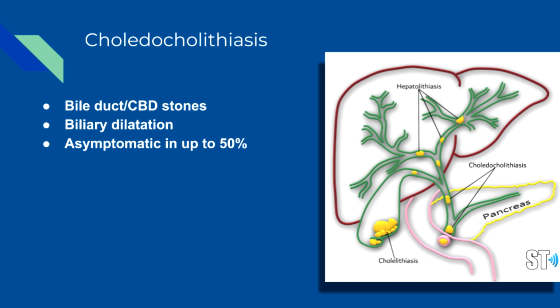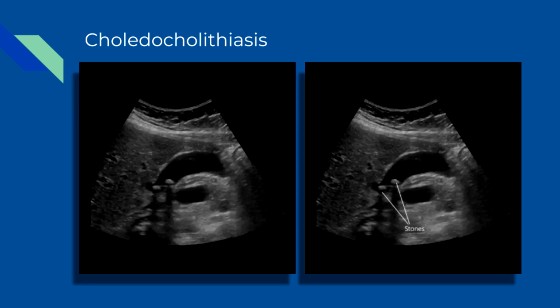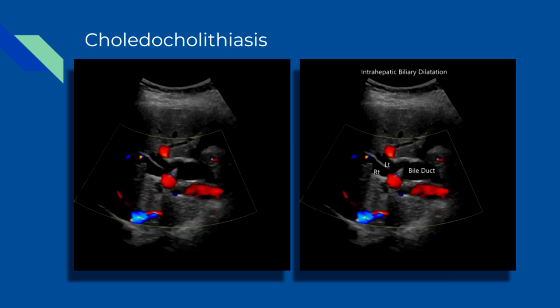Patients may be asymptomatic in up to 50% of cases, or may have symptoms of biliary colic in the right upper quadrant or epigastrium. Other symptoms like pruritus, pale stools, and intermittent jaundice may be present. On sonography, we'll see biliary dilatation. Depending on the location and size of the stone, there may be gallbladder enlargement and intrahepatic biliary dilatation as well.